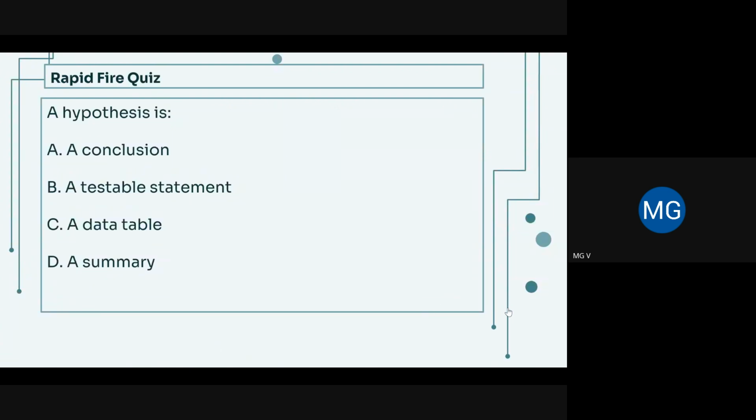So, a hypothesis is... a data table hypothesis. Just think once again. Right. It is B, a testable statement. Thank you, sir.